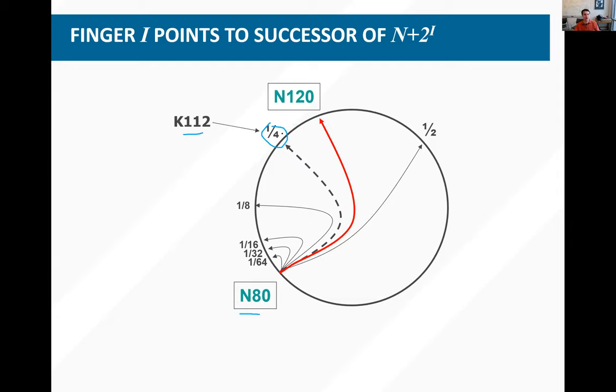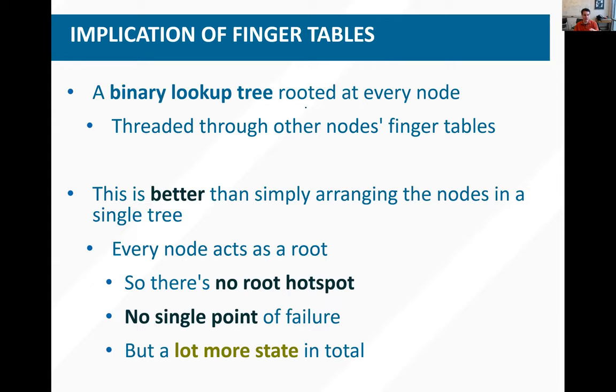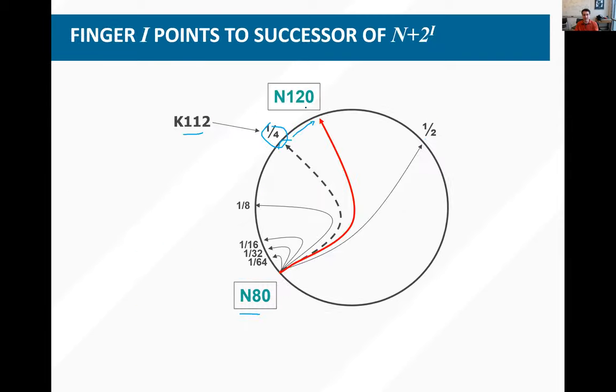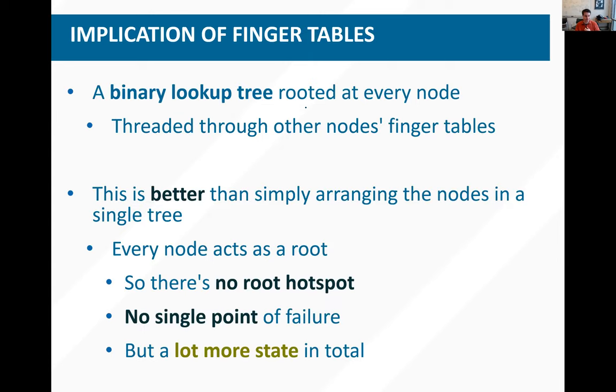Now, it's possible that this layer two pointer points to a key that doesn't have a server associated with it. In that case, we're going to forward it to the server that's the next one in this key range. I'll go through an example of that to make it more clear. So we have a binary lookup tree rooted at every node, threaded through all of these other so-called finger tables. That's the term that the authors used to refer to this log stack of pointers.